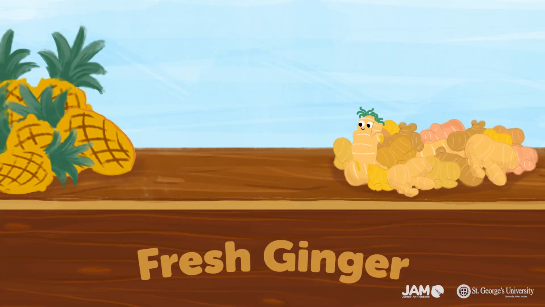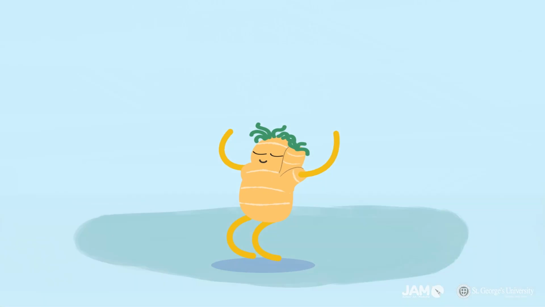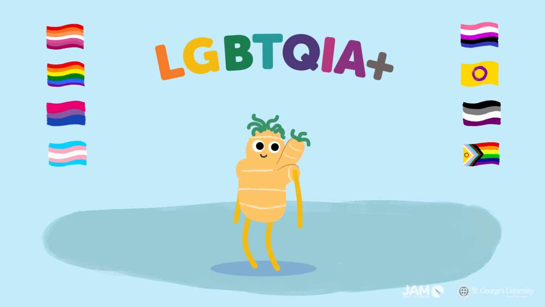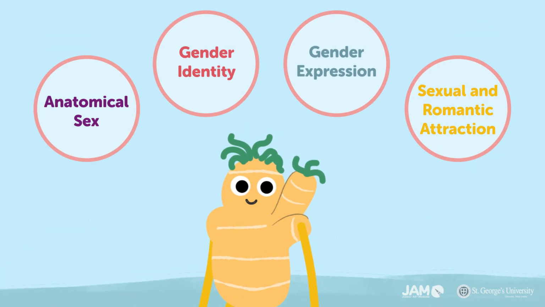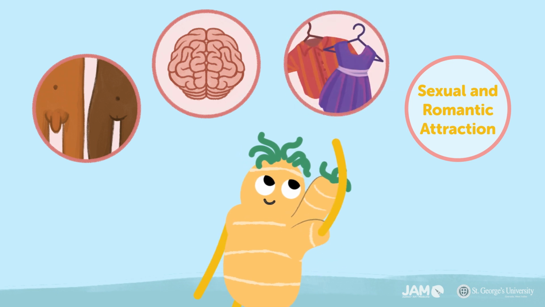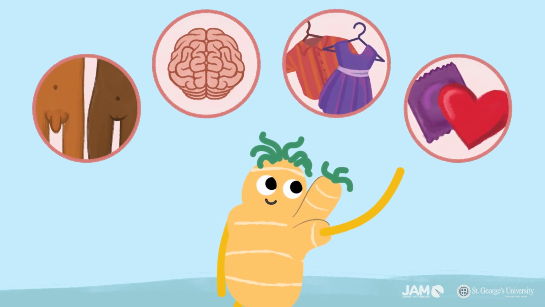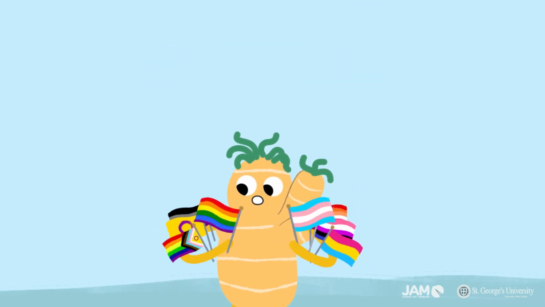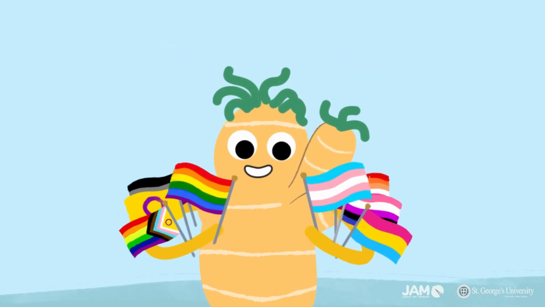With the help of Gender Roots, we are going to learn about the acronym called LGBTQIA+. It describes a broad spectrum of differences in anatomical sex, gender identity, gender expression, sexual and romantic attraction. There are many more options to clarify gender and attraction than we may be used to.